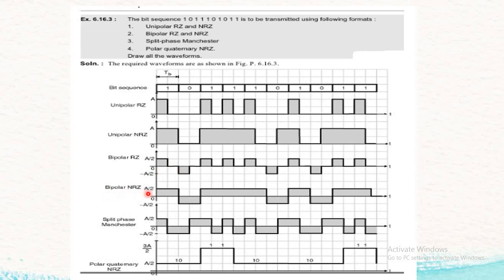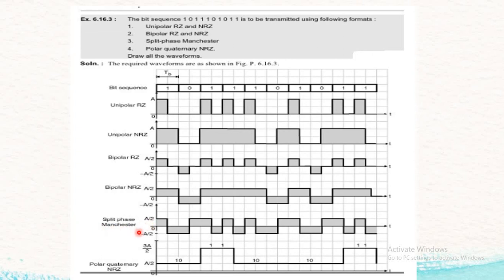Next is bipolar NRZ. Again NRZ means no return to 0, so the signal is high for the complete period of time. 1 is high for the complete time period, and 0 is represented by the negative value. 1 is high, high, high, and whenever 0 comes in the picture it goes to the negative value. So this is your bipolar NRZ.